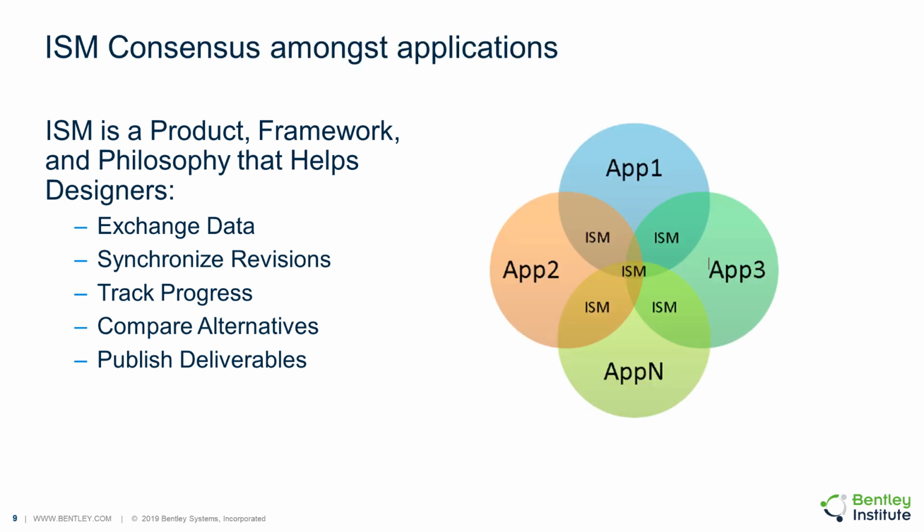in this case to Revit. So this Venn diagram shows the idea of what ISM is suited for. ISM is suited to store the consensus amongst applications, so the point right there in the middle between these different applications that play with ISM.